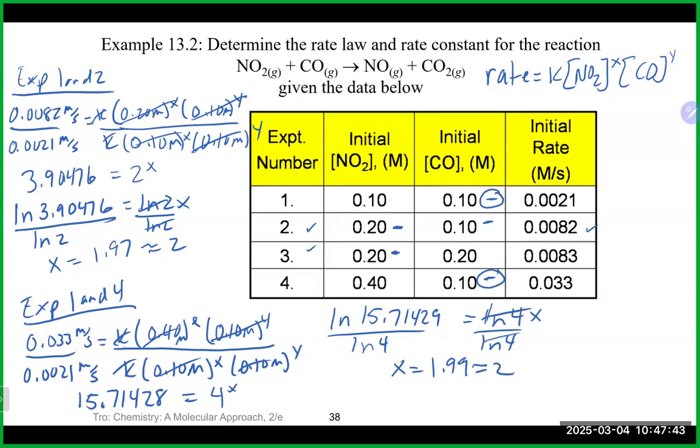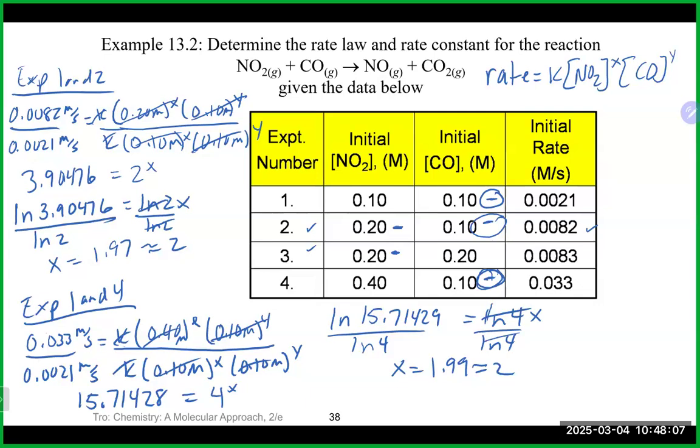So again, we actually had a third option as well. We could also have done 2 and 4, and obviously you would get the same answer. So if you have more than one option in these tables, in this case we actually had 3 options to figure out the order with respect to NO2. You could choose any one. They all should give you the same. You don't have to do all 3 of them, but again, just to kind of show you.